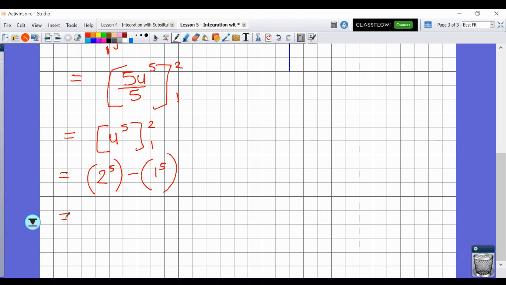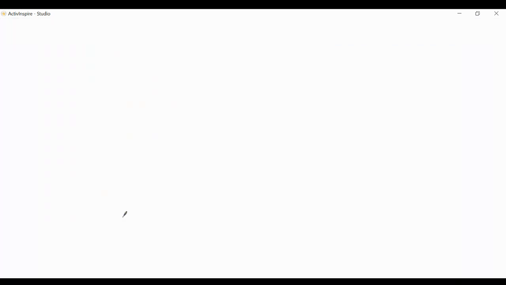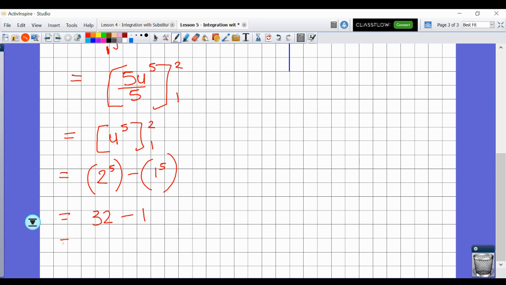Just like this. Okay, so this could come up in a non-calculator paper. 2 to the power of 5 is just going to give you 32. 1 to the power of 5 is just 1. So your final answer is going to be 31. Okay, that's the only question that I'm going through with you today. The questions that I've got for you are question 38 to 45, and as always, please ask if you're stuck at anything.